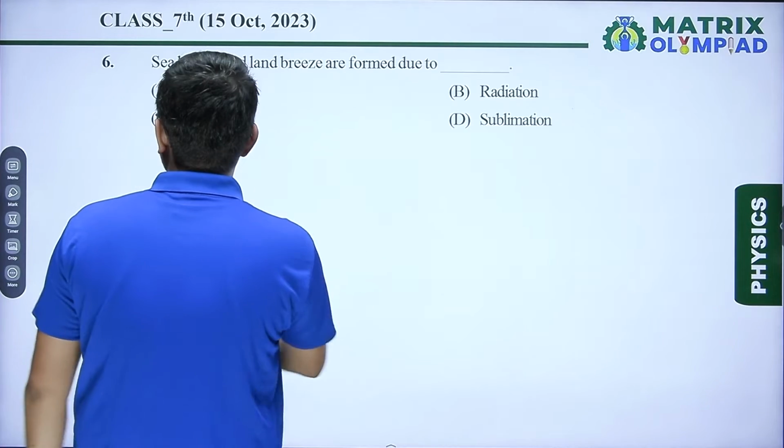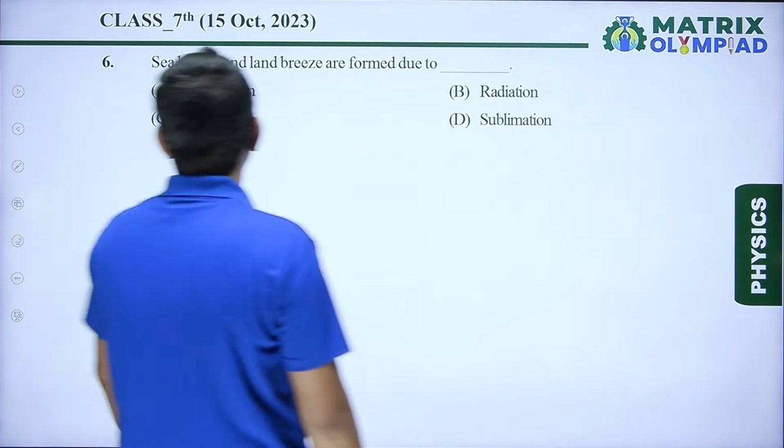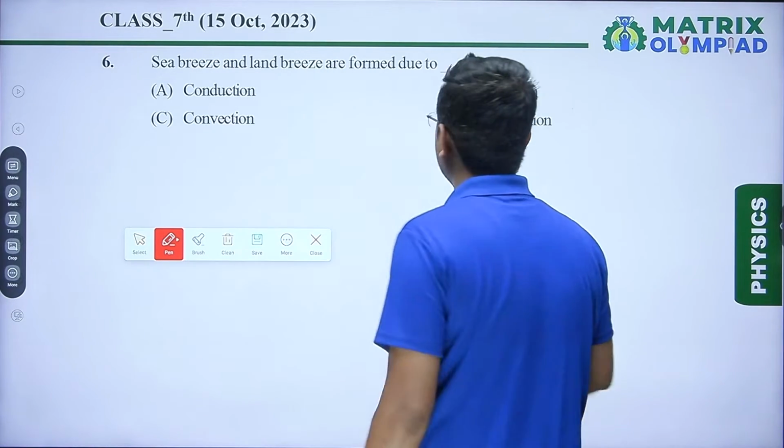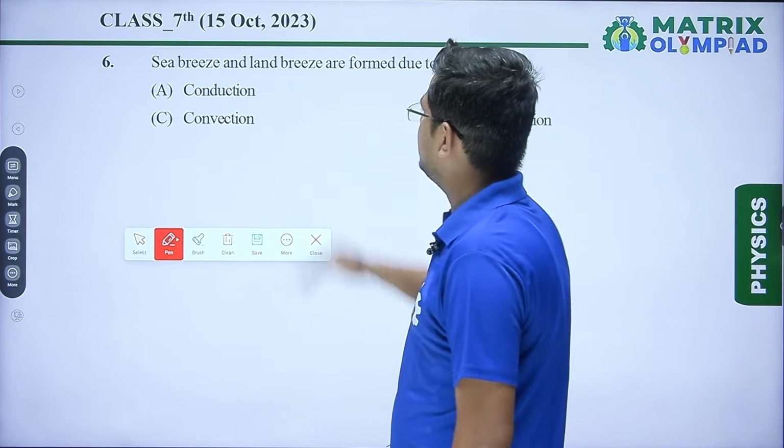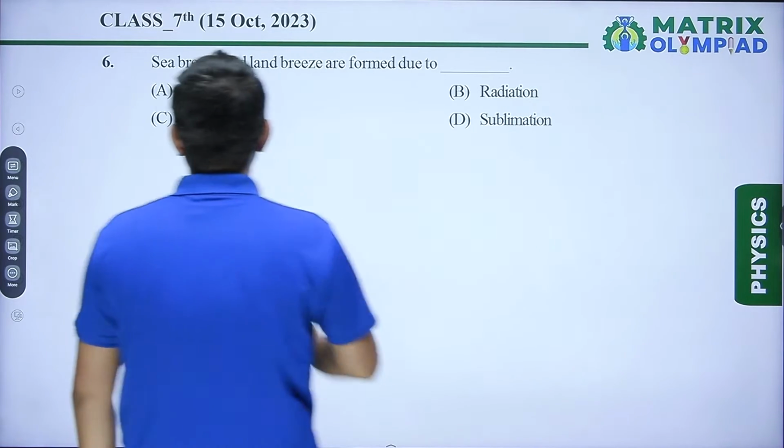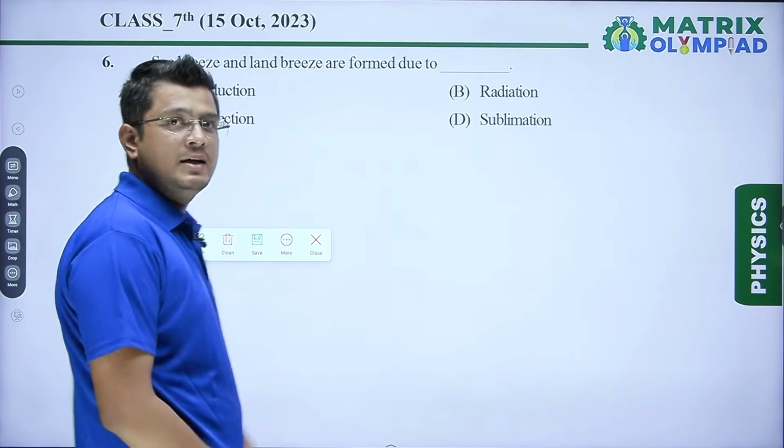Next question, question number 6. In question number 6, sea breeze and land breeze are formed due to... a very simple question. We know that sea breeze and land breeze are formed due to convection. So the correct answer is option C.